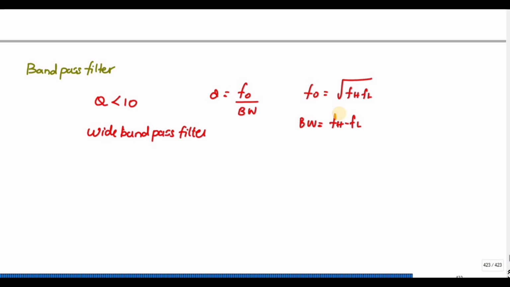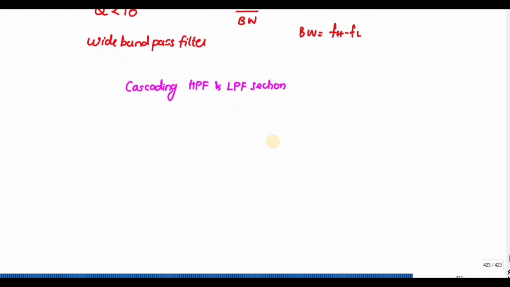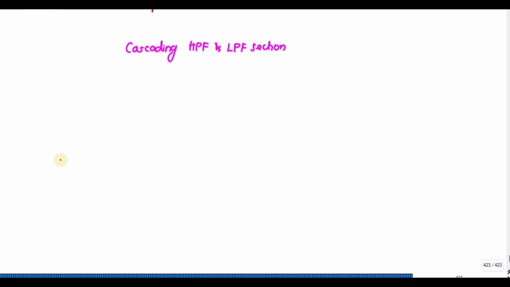It can be formed by cascading the low pass and high pass filter. First, we have to cascade the high pass filter with the low pass filter. So how will it look if I want to construct it? The high pass filter will look like this, right? This is my high pass filter.